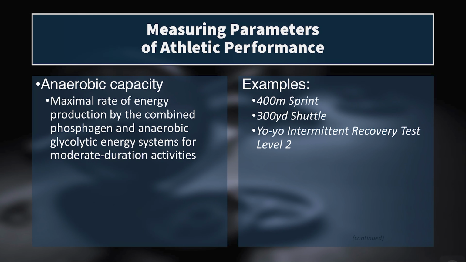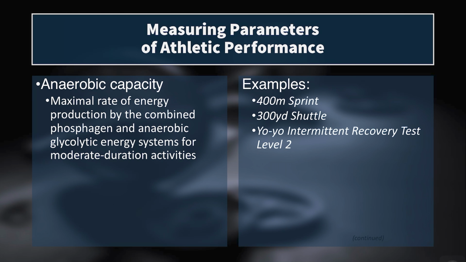Now we also have anaerobic capacity. So capacity is different from power. Power is like an all at once, you use it all up like in a jump. Capacity is how long you can sustain it or how much capacity you have in that energy system. So this is defined as the maximal rate of energy production by the combined phosphagen and anaerobic glycolytic energy systems for moderate duration activities. Examples here, 400-meter sprint, 300-yard shuttle, or the yo-yo test level 2.